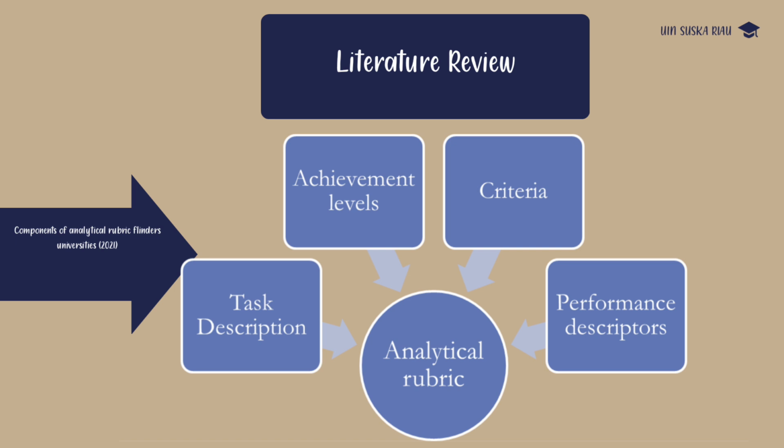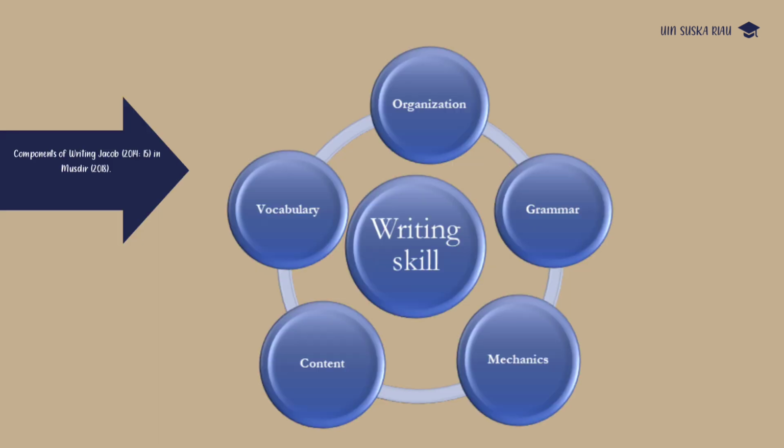To support this research, I have reviewed the theories about analytical rubric from Flinders University, 2021, and its components consist of text description, achievement levels, criteria, and performance description. And also for the writing components, it consists of vocabulary, organization, grammar, mechanics, and content.